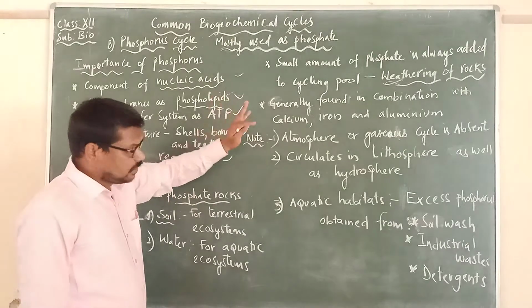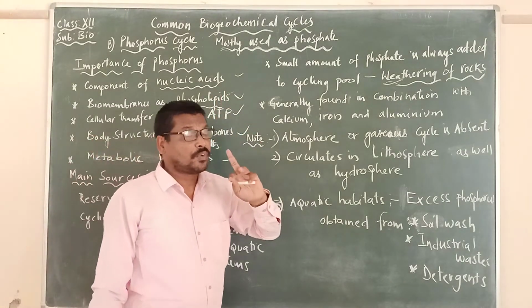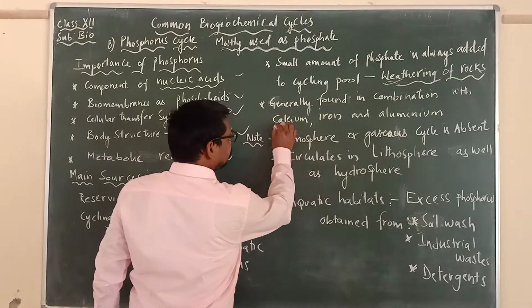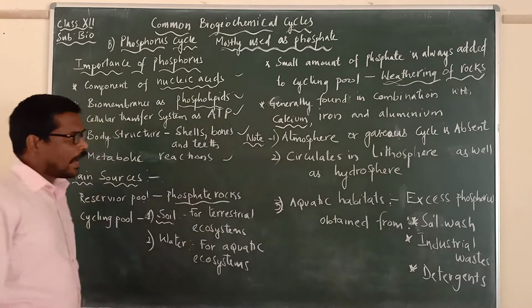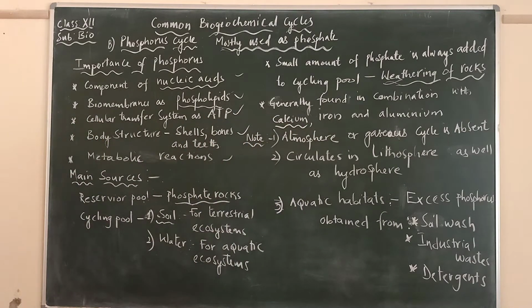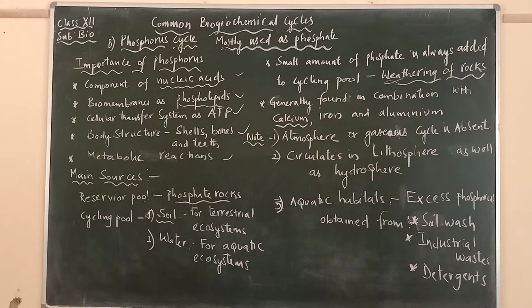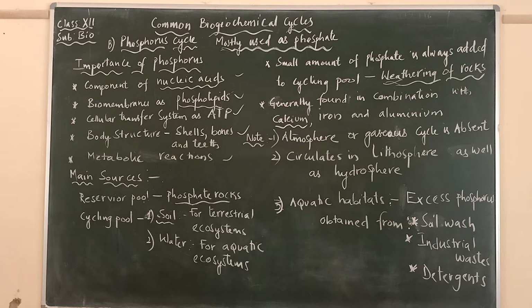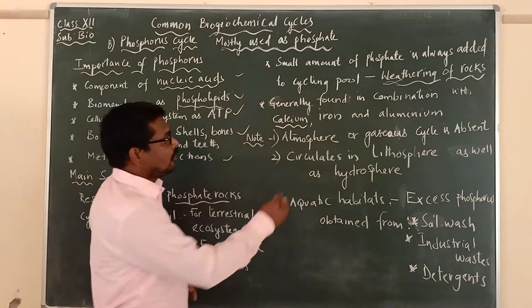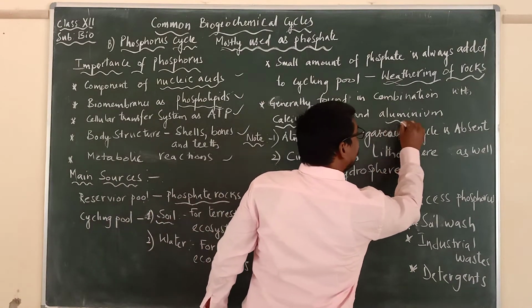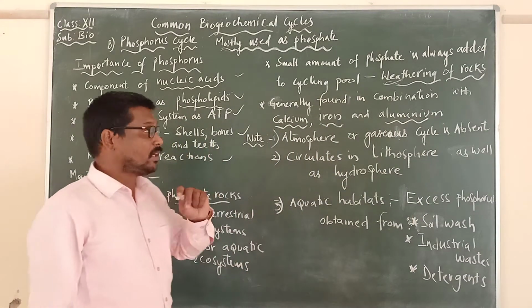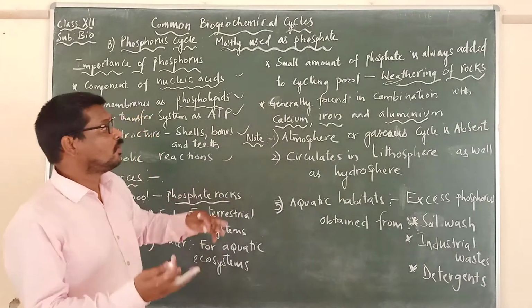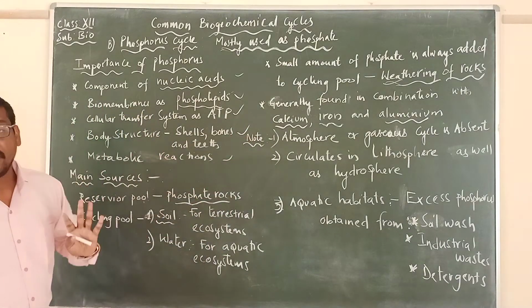And this phosphorus is generally found in combination with calcium, iron and aluminium. Let us remember that it is generally found in combination with calcium, iron and aluminium. Remember, this is an important point.